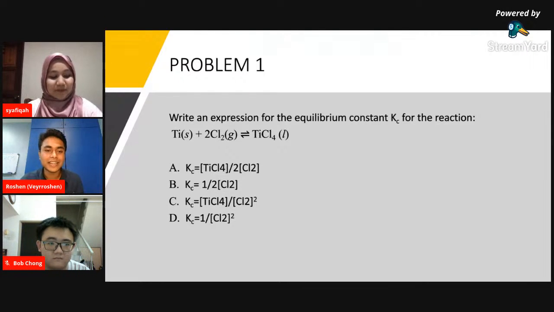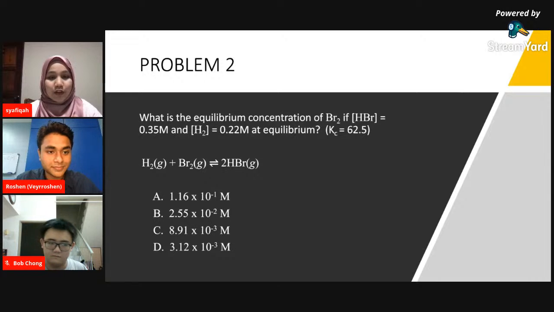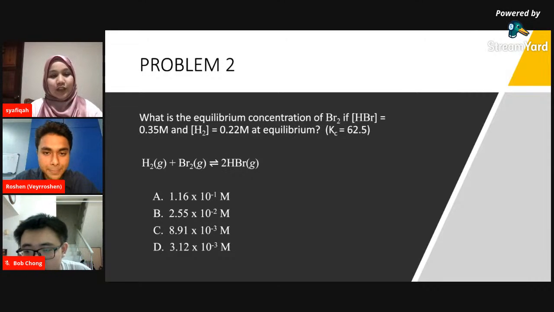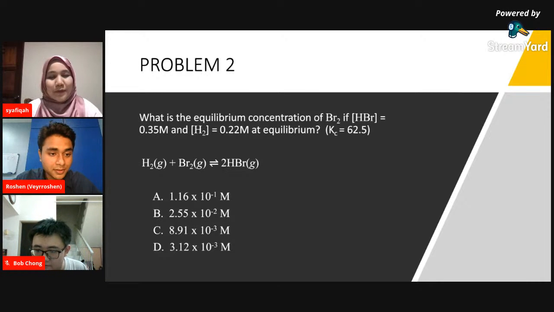Betul. Okay, nice. Tapi saya macam nak lagi banyak examples boleh tak? Ni macam okay lah, satu je. Nak lagi banyak? Okay, macam ni. Yang ni senang je. Kan formula kita ialah KC. Untuk formula KC ialah product over reactant. So sekarang ni produk ialah HBr. Lepas tu reactant pula ialah H2 dengan Br2. So kita buat dia punya formula lah, like boleh buka ke slide seterusnya?